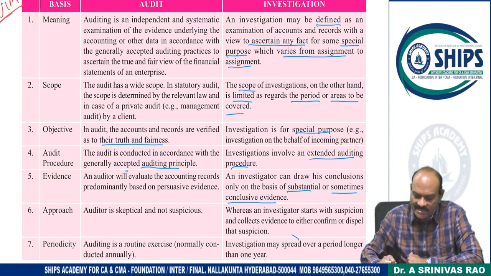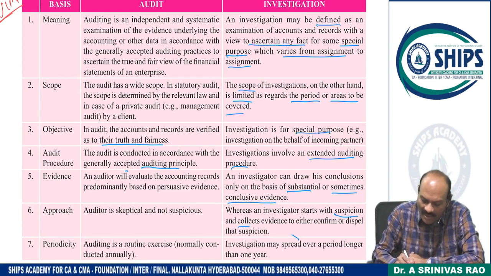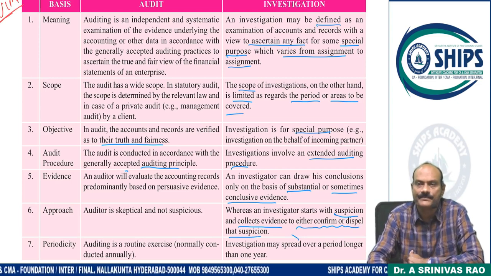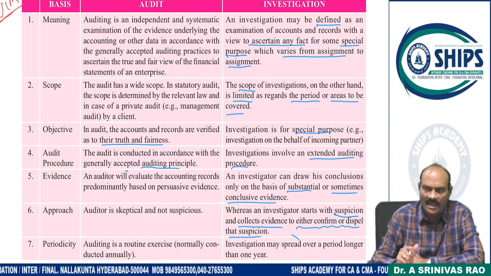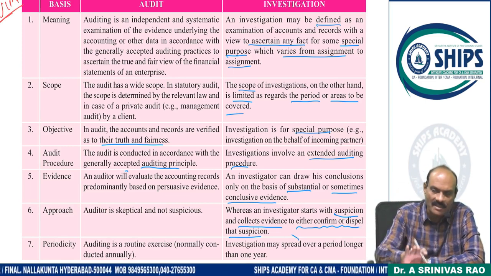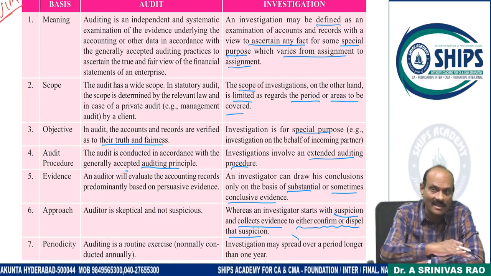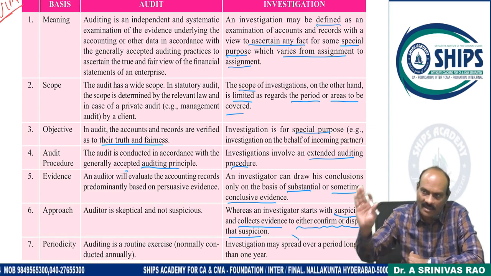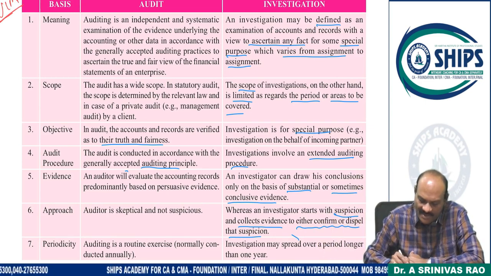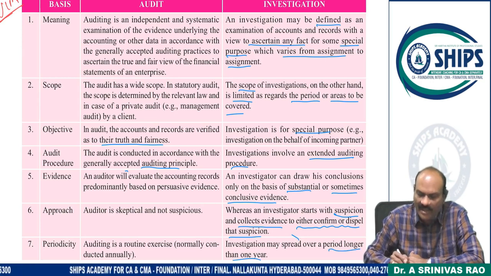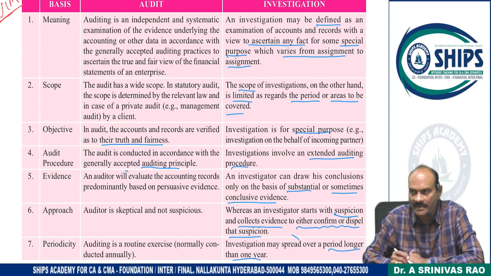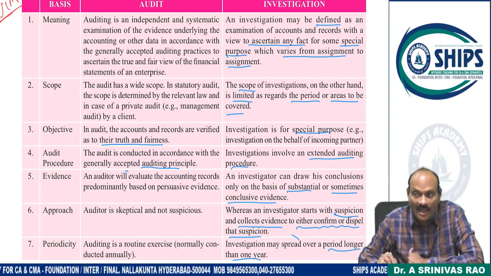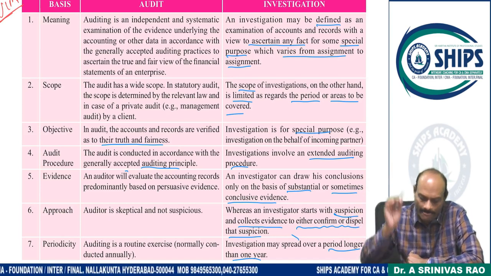Whereas an investigator starts with suspicion and collects the evidence either to confirm or dispel that suspicion. He was suspecting, and he collected evidence either to confirm the suspicion or to say he is not guilty. Whether guilty or not, I wanted to know; for that, information was collected, evidence was analyzed, and finally one conclusion was drawn. And finally, investigation may spread over a period longer than 1 year. Of course, you are not confined to one period. Investigation may go back to the previous year, 1, 2, 3, 4. It goes on until you reach the origin of this investigation's purpose. Now see once, guys.